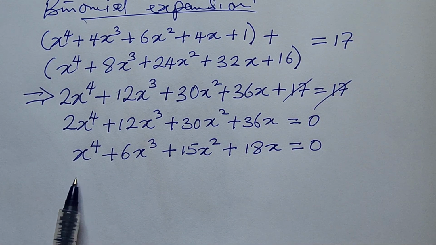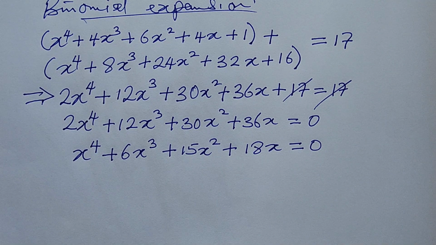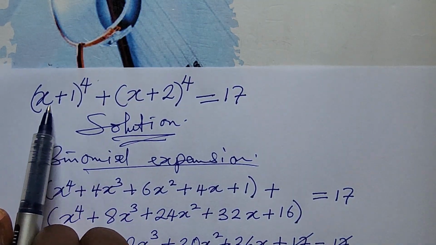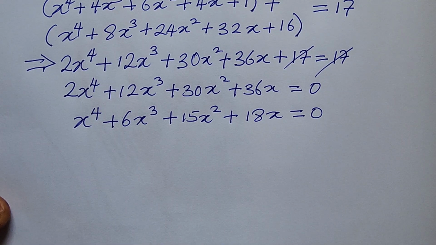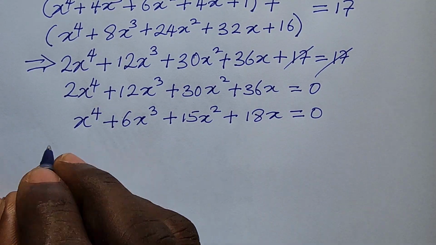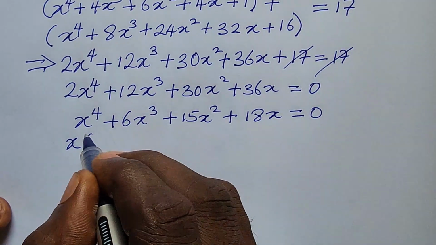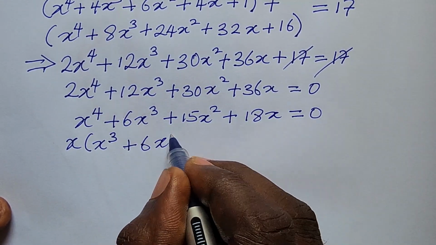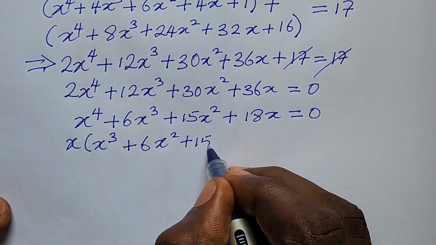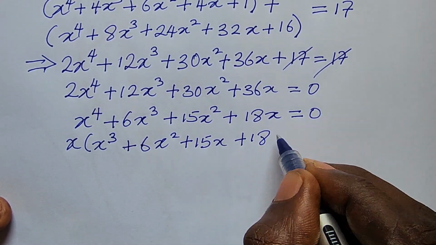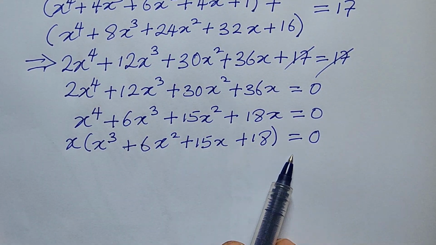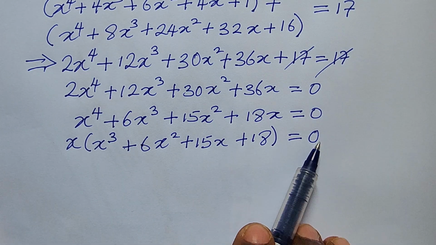Why? Because if we divide through by x, then we are going to come out with only 3 solutions. But recall we said we are coming out with 4 roots according to the highest power here. So what we do now is factor out x from this expression. If we factor out x, this will give us x times (x^3 + 6x^2 + 15x + 18) equal to 0. Here we now have this times this, so we can equate this to 0, equate this to 0.